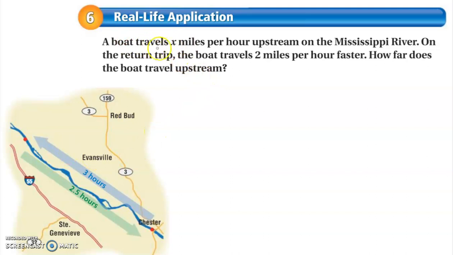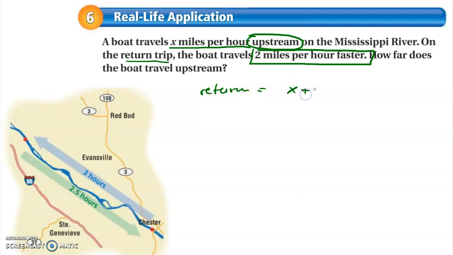Okay, and here we have an application. A boat travels x miles per hour upstream on the Mississippi River. The return trip is 2 miles per hour faster. Okay, so the return is x plus 2, right? The return is 2 miles per hour faster. All right, over here we have upstream and downstream. Okay, so that means we travel 3 hours at x miles per hour. That's 3 times x. On the return trip, we go 2.5 hours at a speed of x plus 2.